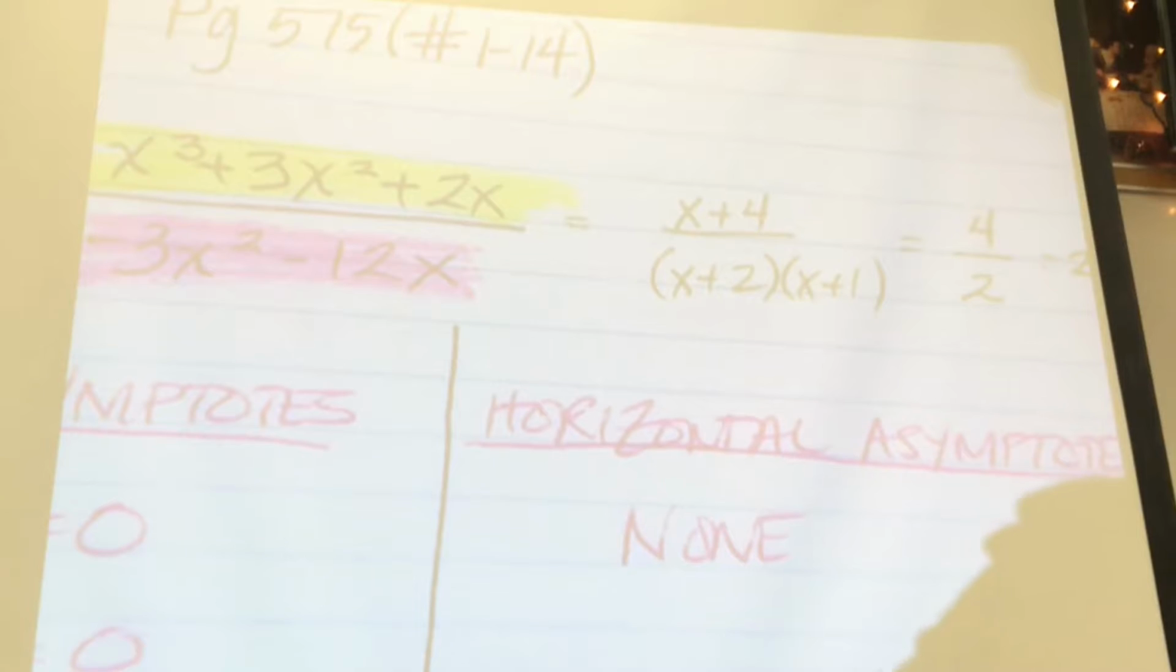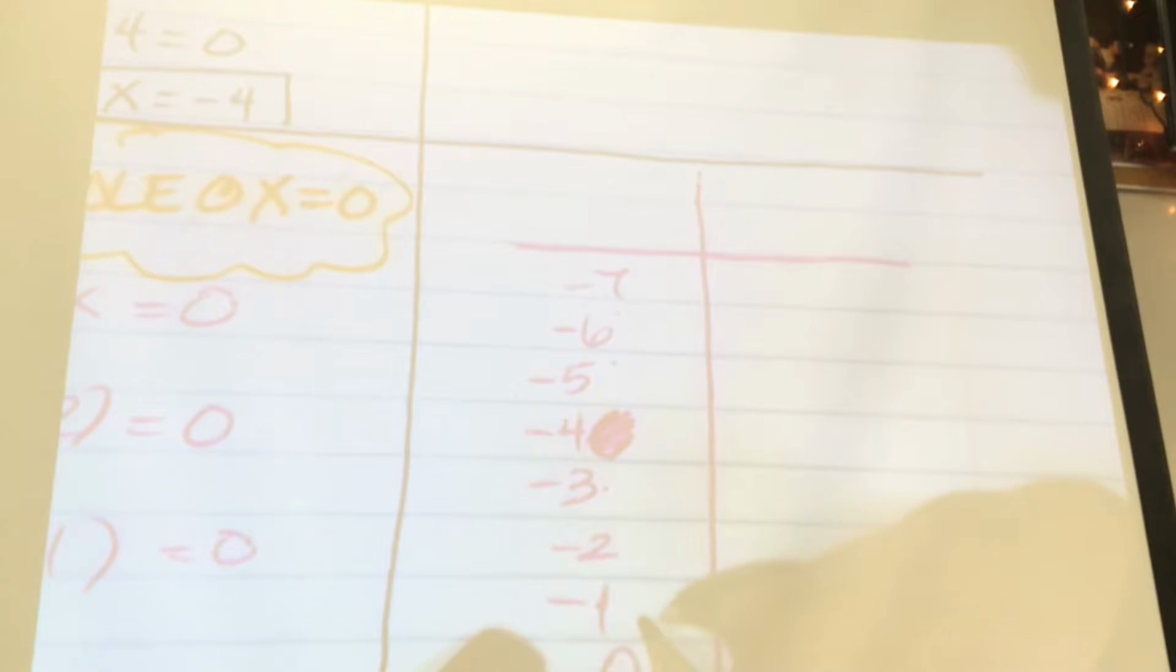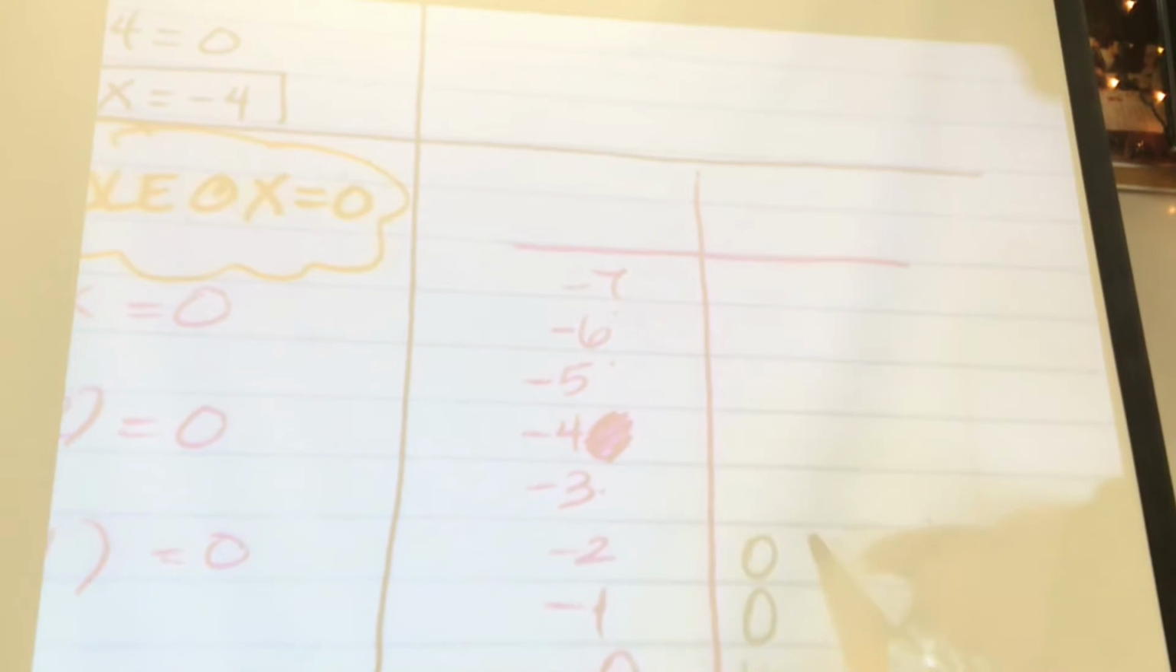All right, here we go. Ready? Now we want to plot these points. What happens when you plug in negative 1? You get a 0. What happens when you plug in negative 2? You got a 0. So it hits at negative 1 and negative 2.